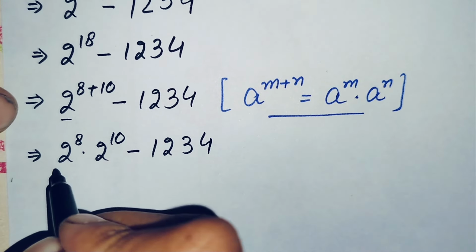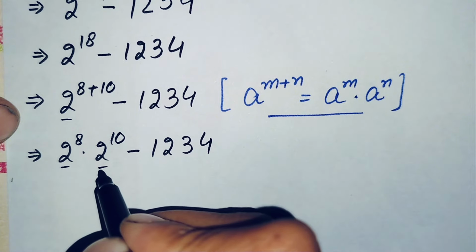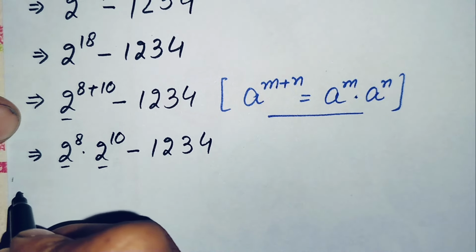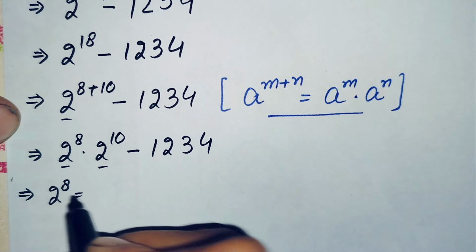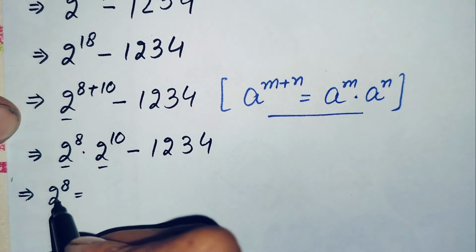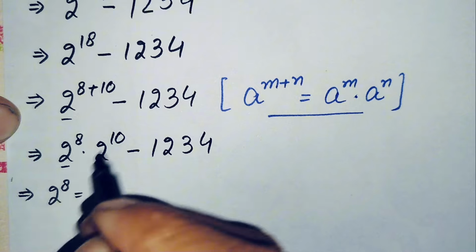Here we will try to find out the value of 2 raised to power 8 and 2 raised to power 10. So the value of 2 raised to power 8, we can write, means that we have to multiply this base 8 times.